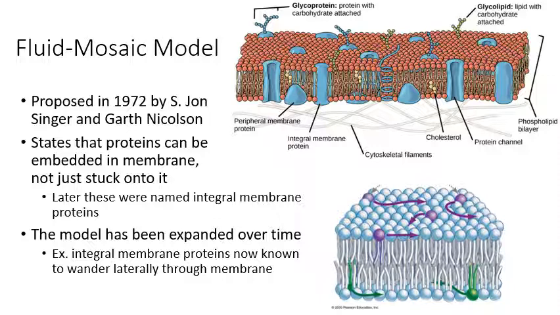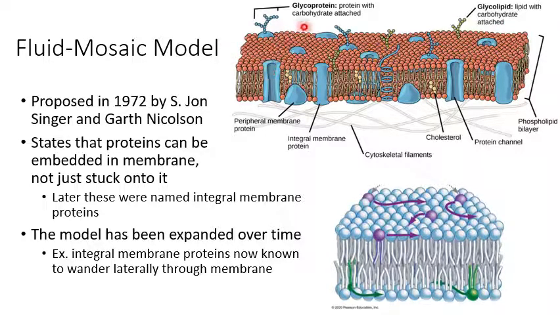But then as we studied membranes more and got more knowledge about them, we realized that actually proteins can travel around in the membrane, similar to how phospholipids can travel around in the membrane. And so the model was then updated to state that proteins can travel in the membrane, wandering around from side to side within the membrane. So similar to how in this diagram we have phospholipids wandering around in the membrane, any of these proteins that are embedded in the membrane can wander around.